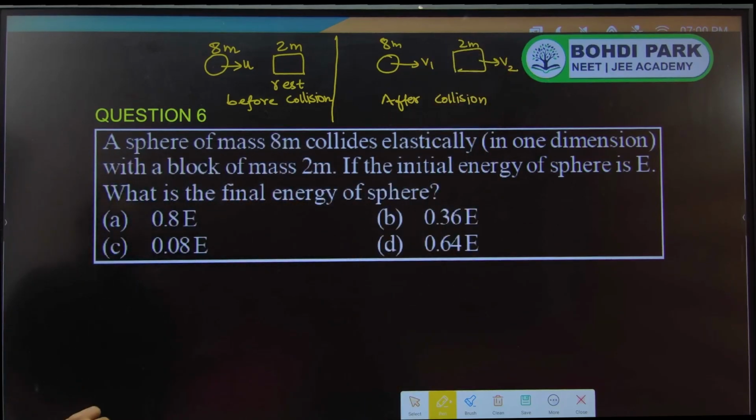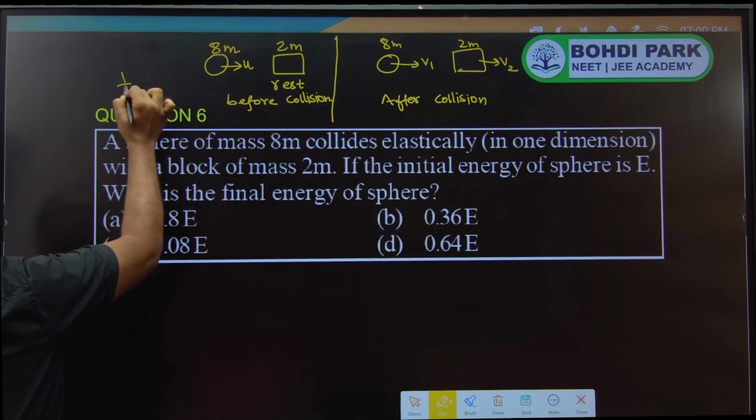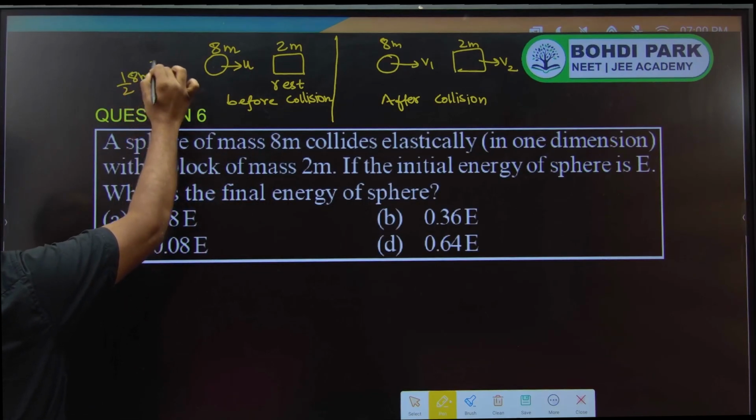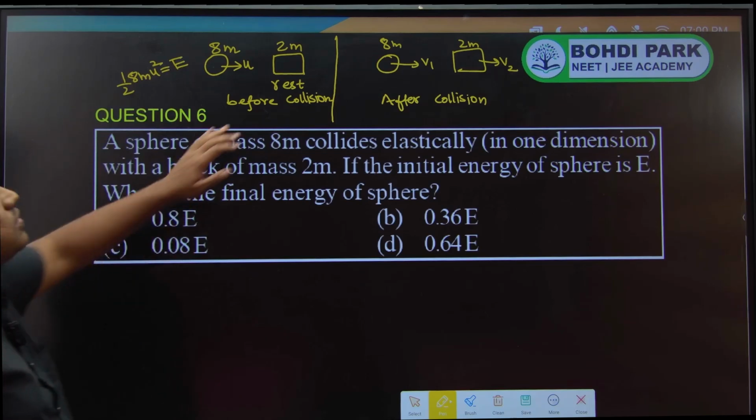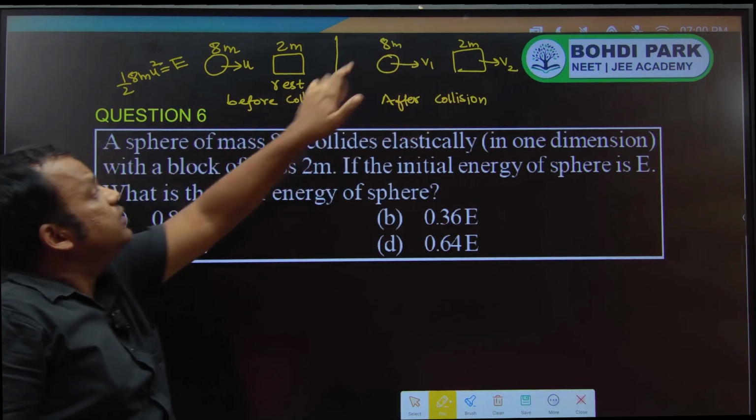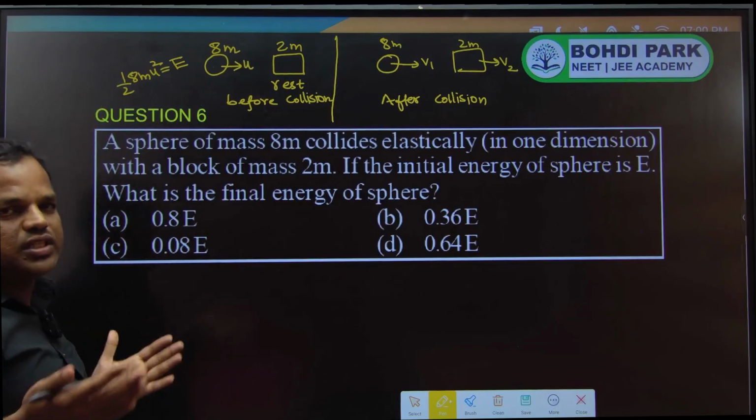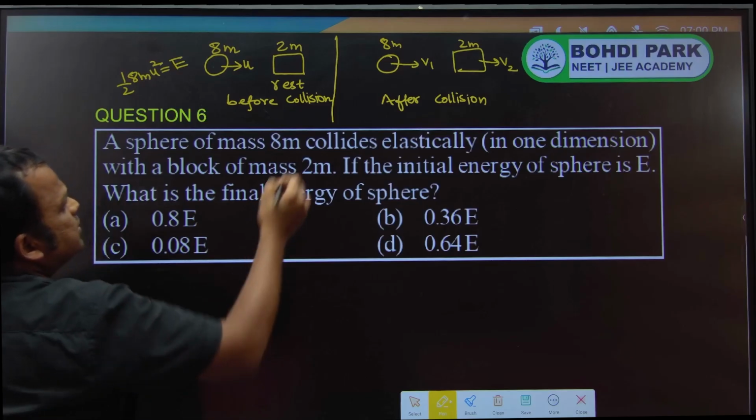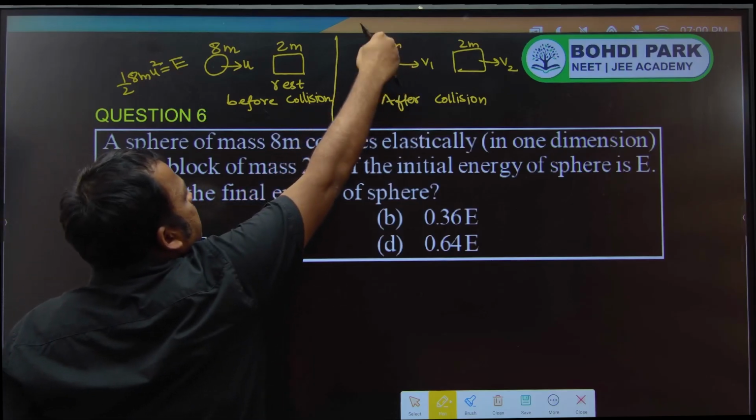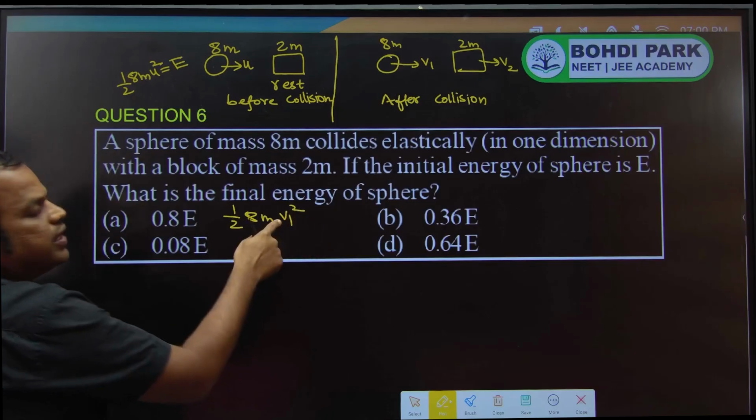So now in the question it is given initial energy is E, so basically U is given, so half 8m into U square is E. Now let us find v1 and v2 using formula of momentum conservation and coefficient of restitution, and then we can find the final energy of sphere. So basically final energy of sphere is half 8m into v1 square. We have to find v1.